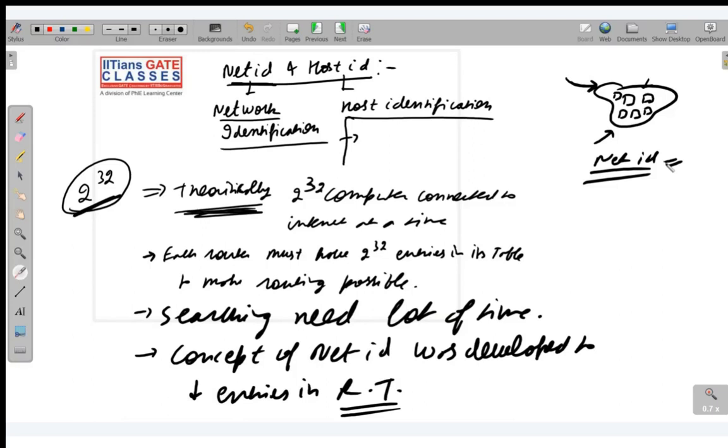It is just used for routing, and in place of having entries for all the addresses, internet routers keep only the net ID of the LAN. Internet routers, that means routers which are present in the internet. Okay, internet routers keep only the net ID of the LAN.